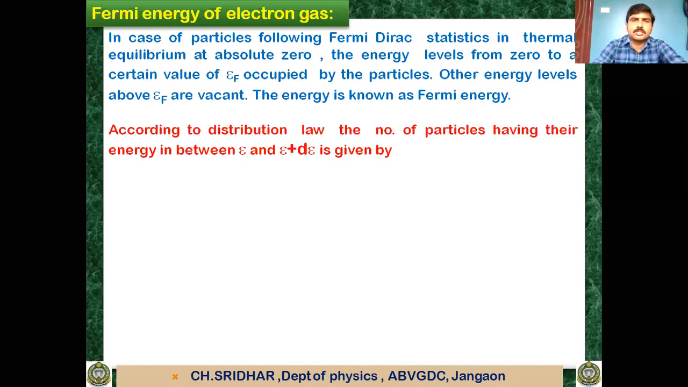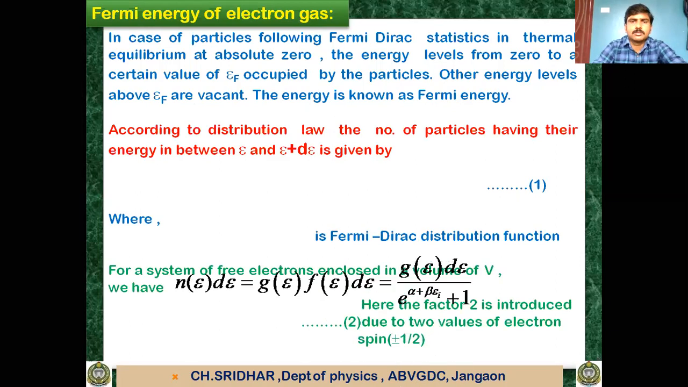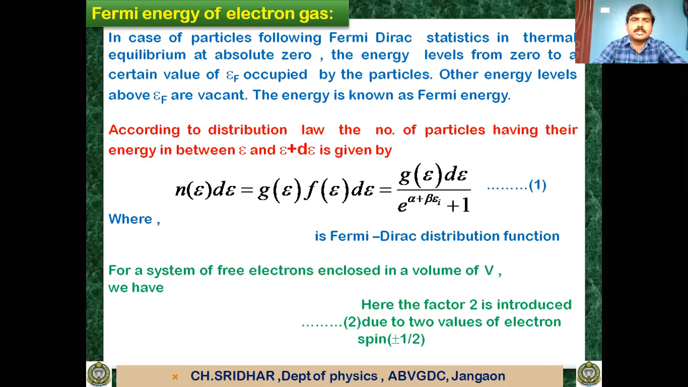So according to the distribution law, the number of particles having energy between E and E plus dE is given by N(E) dE equals G(E) F(E) dE. It is given by G(E) dE divided by e^(alpha + beta E) plus 1, where F(E) is equal to 1 over e^(alpha + beta E) plus 1. That is the Fermi-Dirac distribution function.